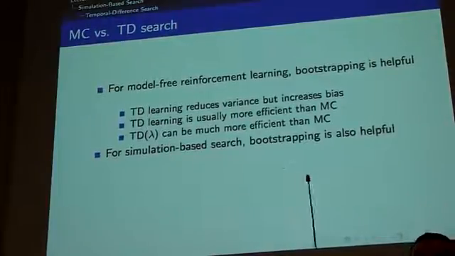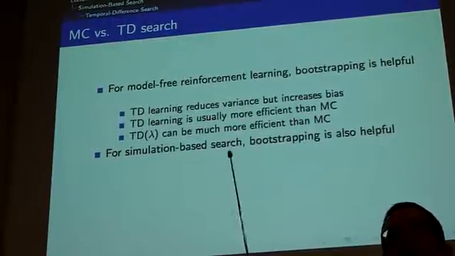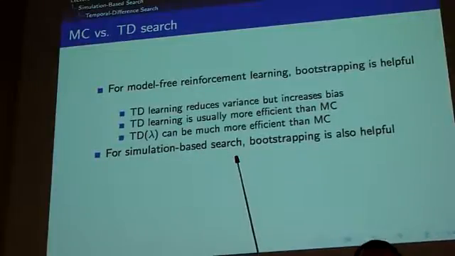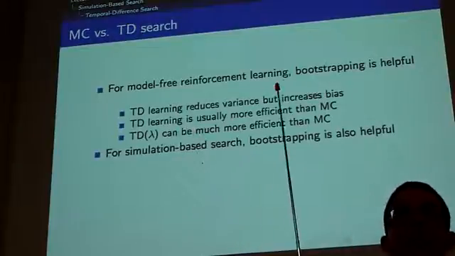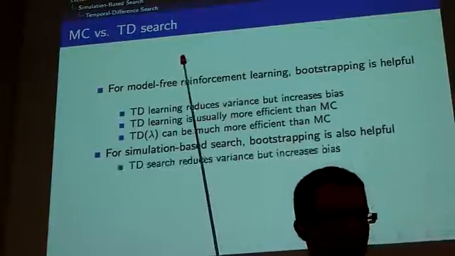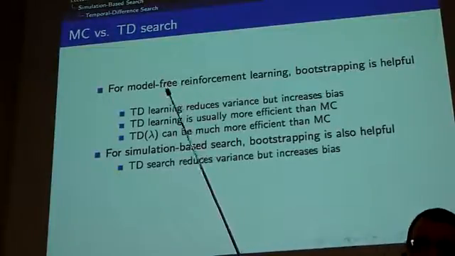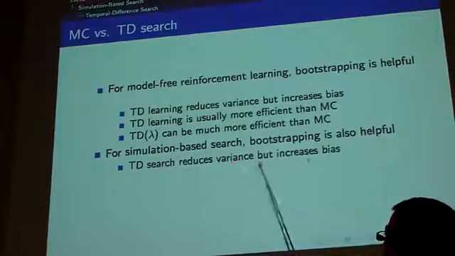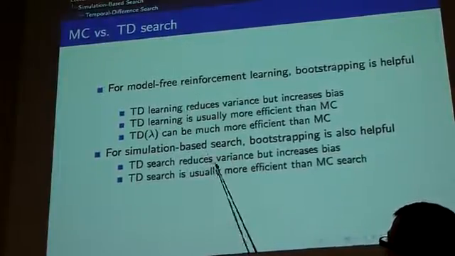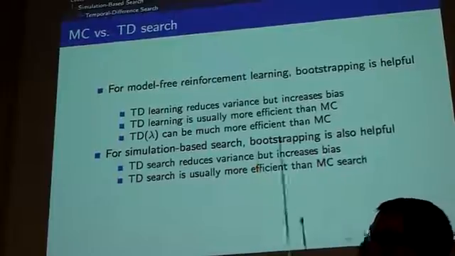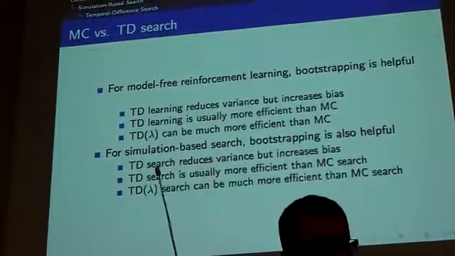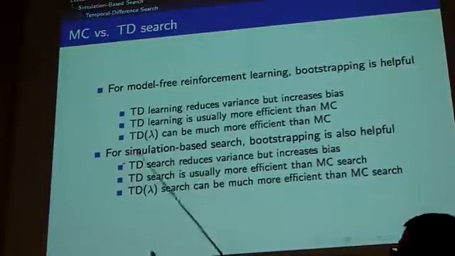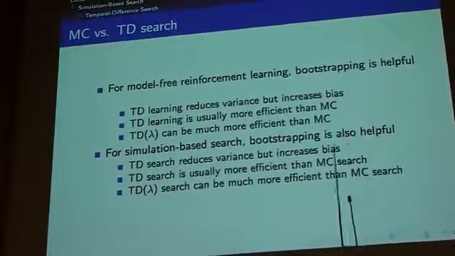So again, we can ask the same question now as a planning method. If we want to do forward search using sample-based planning, is the same true? And again, the answers are similar. TD search reduces variance, it increases bias. TD search is usually more efficient than Monte Carlo search when you can exploit this Markov property. And TD lambda search can be much more efficient than the equivalent Monte Carlo search.